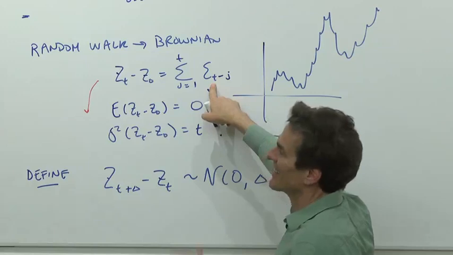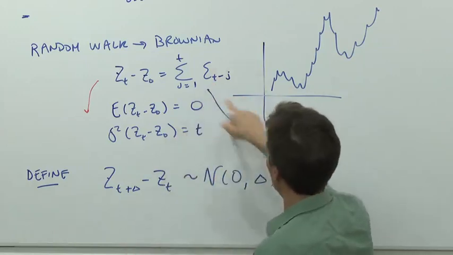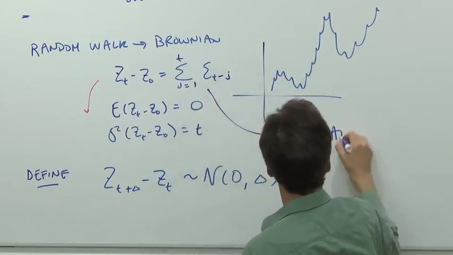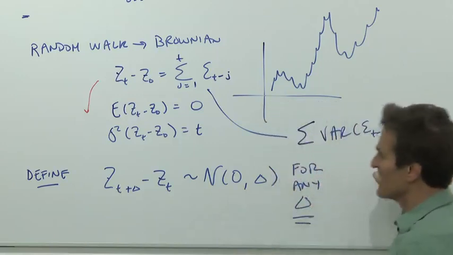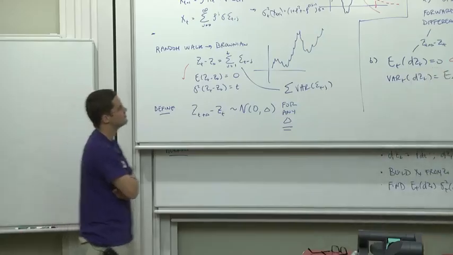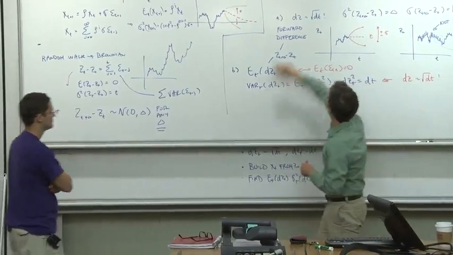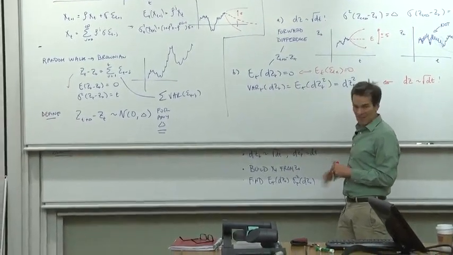Because it's IID. Okay? And then the covariance terms all disappear because it's IID. So the variance of the sum is equal to the sum of the variances of epsilon_{t-j}. There's j of those. So variance scales with time. Standard deviation scales with square root of time. That's what it looks like. And that's what's at the root of all our square root of dt and all the other interesting properties here. Next.